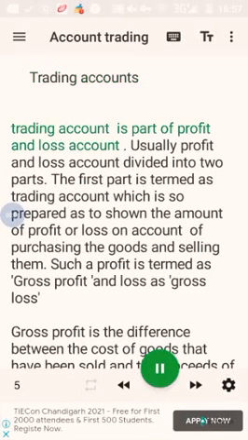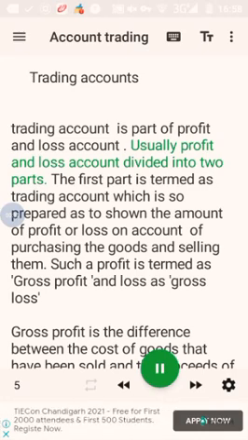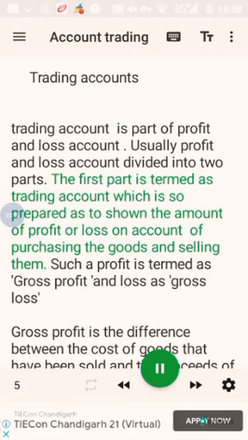Trading account. Trading account is part of profit and loss account. Usually profit and loss account is divided into two parts. The first part is termed as trading account, which is so prepared as to show the amount of profit or loss on account of purchasing the goods and selling them.